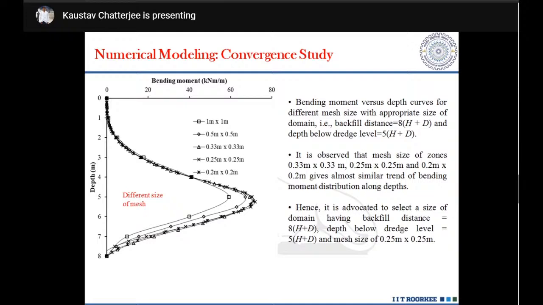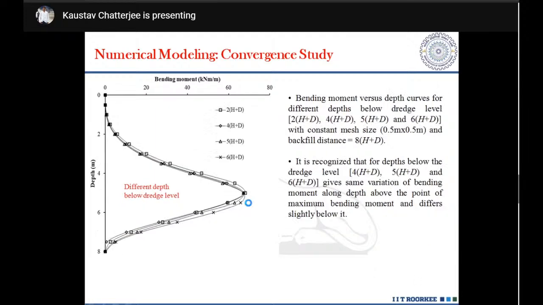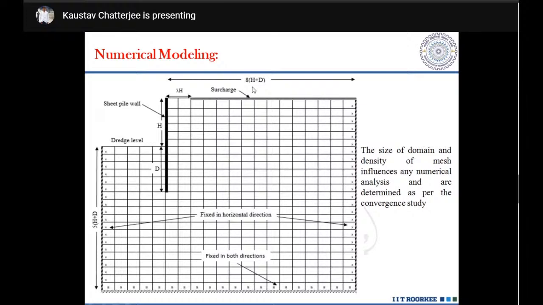Clear? So what we have done? Finally, we have selected a domain size having a backfill distance of 8 into H plus D, a depth below the dredge level of 5 into H plus D, and a mesh size of 0.25 meter by 0.25 meter. If you see this particular figure, that is what we have done. This is how we have arrived at the dimensions of the domain. This is very important so that the boundary effect is avoided.